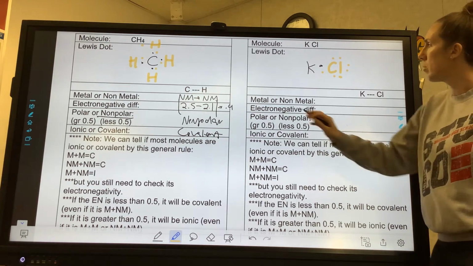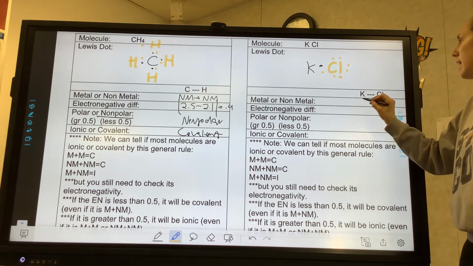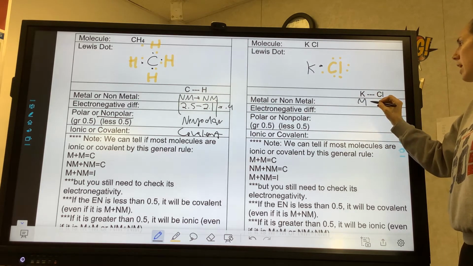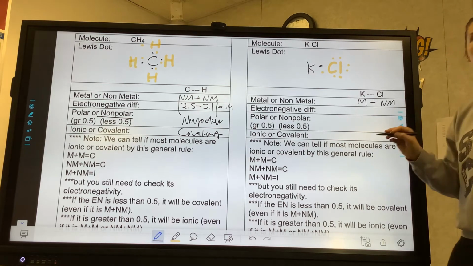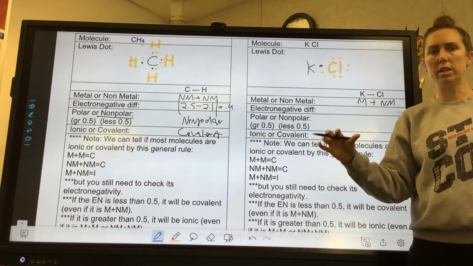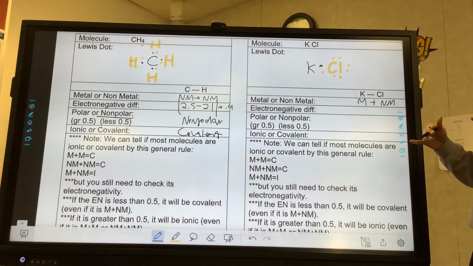Okay, so now metal or non-metal? K is a metal. K is definitely a metal. Cl is a non-metal. It looks like a non-metal. And remember, some of these that are by the metalloids can still act wacky. That's why we always have to do the electronegativity.